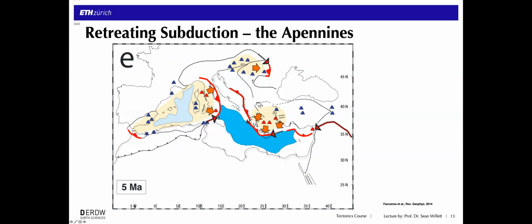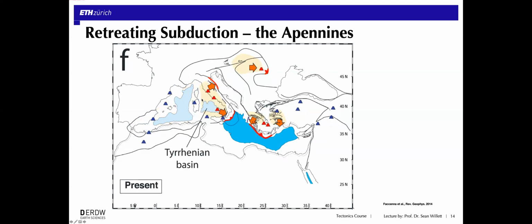5 million years ago, we've seen more of that. The trench has migrated further east. The extension is now focused in this region. And if we go to the present, we have the current position of the trench along here, wrapping around the entire peninsula. We have now an extensional basin, which is the Tyrrhenian Basin, particularly between southern Italy and Sardinia, but it's a smaller basin that's between Corsica and northern Italy in here.